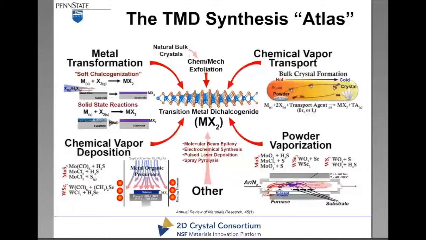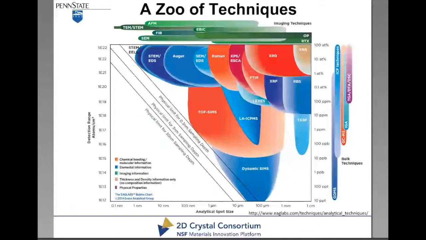The real key is once we grow it, we need to look at it. We need to understand its properties. And there's a whole zoo of different techniques that we could potentially pick from.